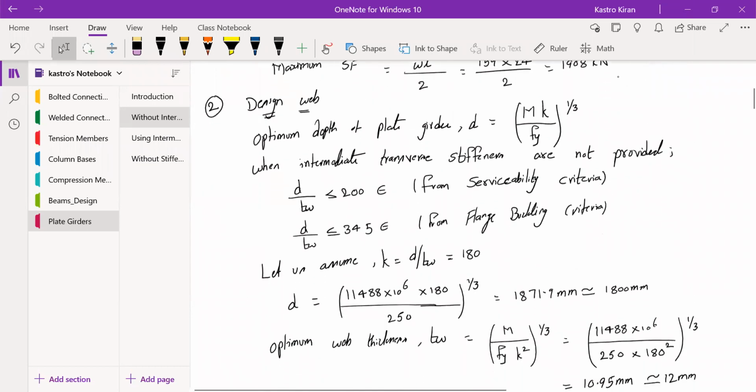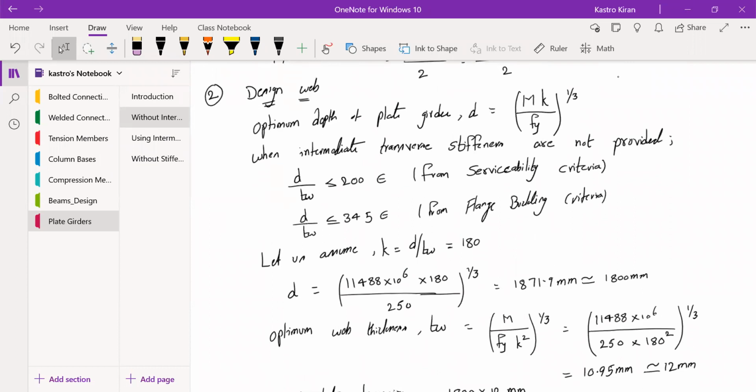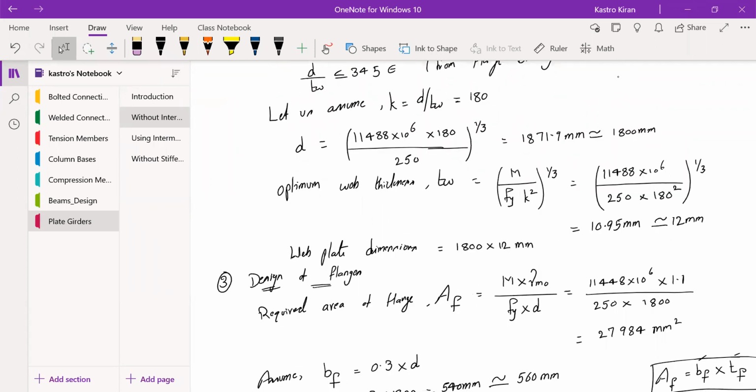As far as the design of web is concerned, the dimensions of the design of web also don't change. A very small thing gets changed here, but the process remains same. The value of K is considered as 180 only, and then you find the economical depth of the web, and then the thickness of the web. Ultimately you get the web plate dimensions as 1800 by 12 mm. But here there is a small difference.